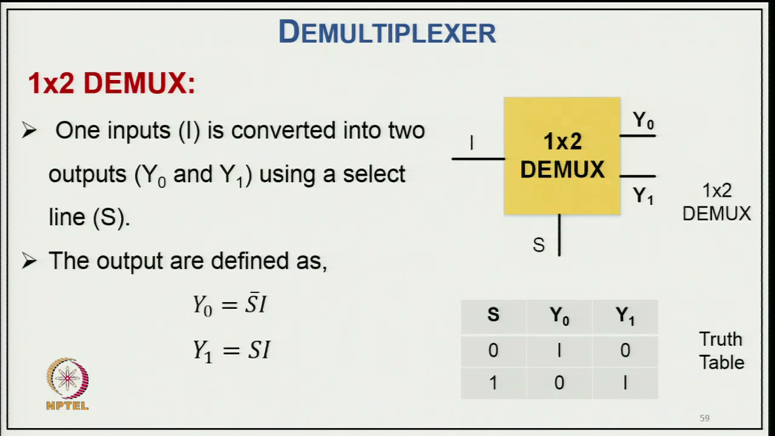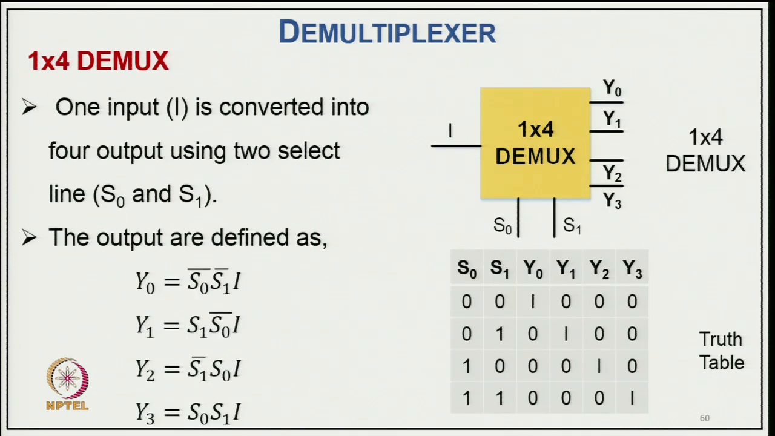So, we have here a 1 into 2 demultiplexer. 1 input I is converted to 2 outputs y0 and y1 using a select line S, and the outputs will be y0 equal to S bar I and y1 equal to S I. Here you can clearly see that when the selector is 0, the output is 1 and 0, and when the selector is 1, it is 0 and 1. So, depending upon the selector bit, the input goes one time to y0, another time to y1.